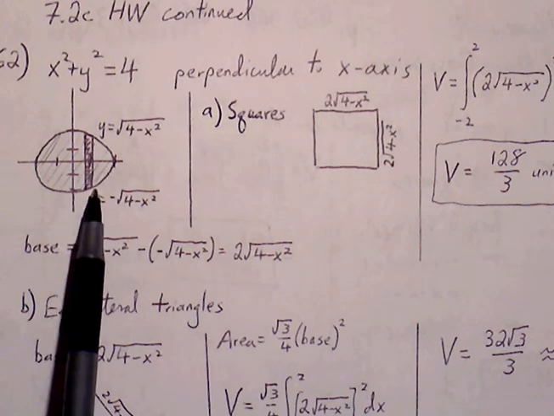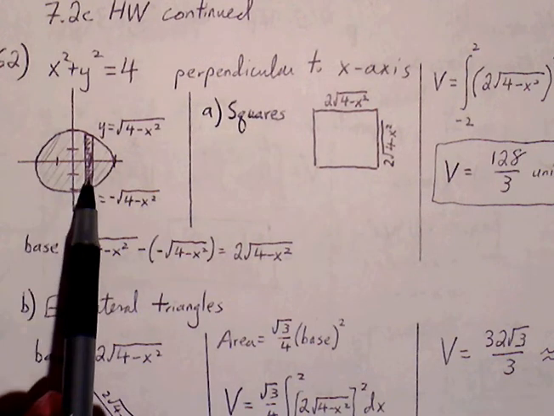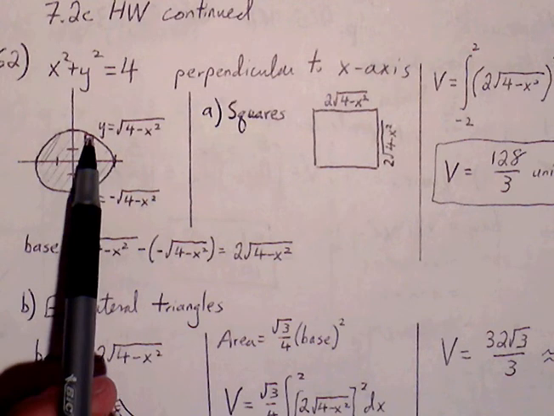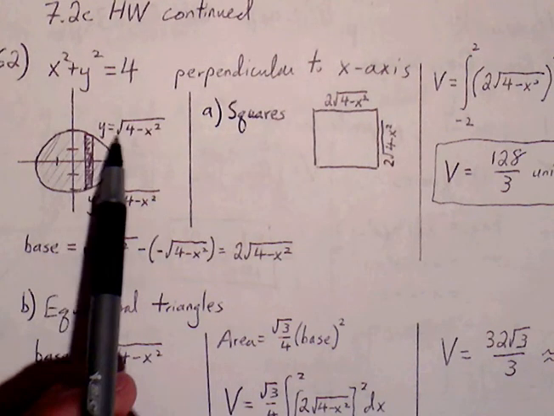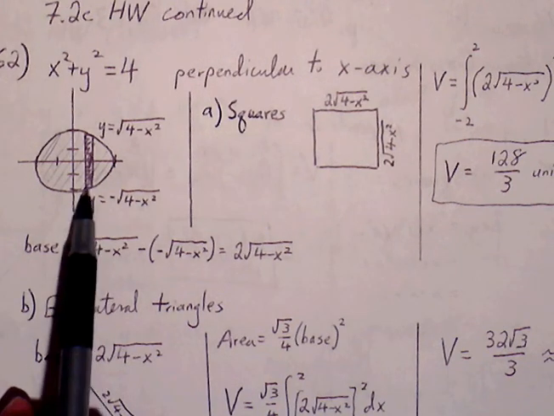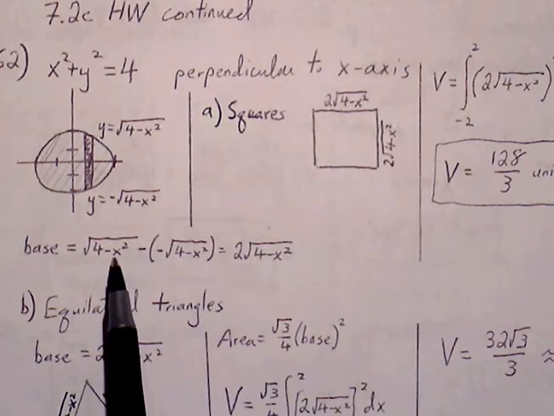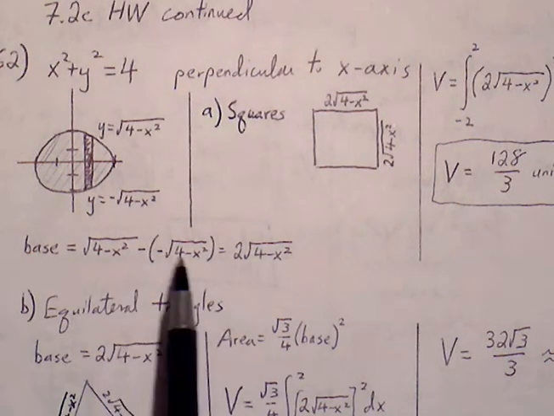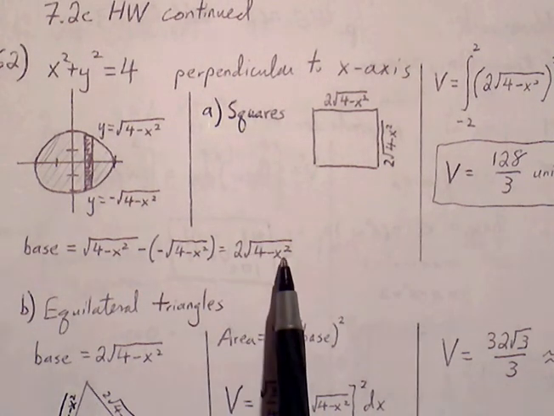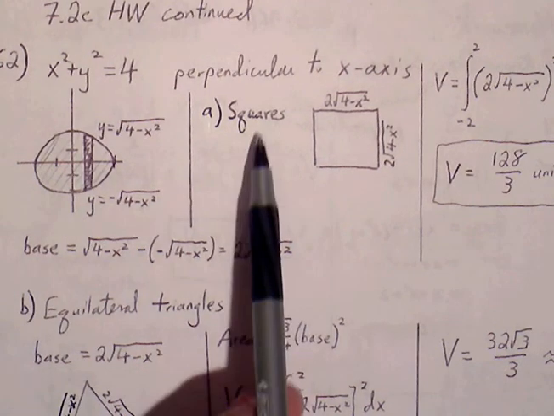So once we draw our length, which will represent the base, we do top minus bottom. So the top of this length is hitting the positive square root of 4 minus x squared, and the bottom of this length is hitting the negative square root of 4 minus x squared. So square root minus a negative square root, we end up adding it because the two signs cancel out. So the length of the base of this square will be 2 root 4 minus x squared.